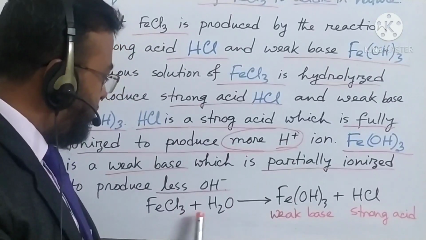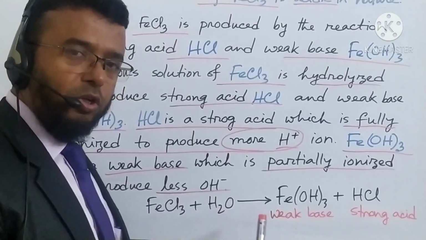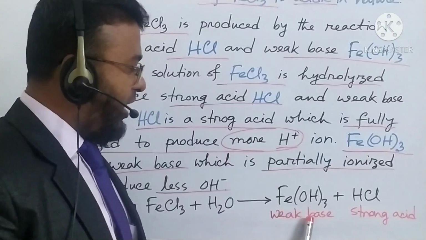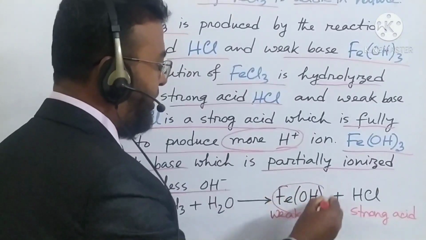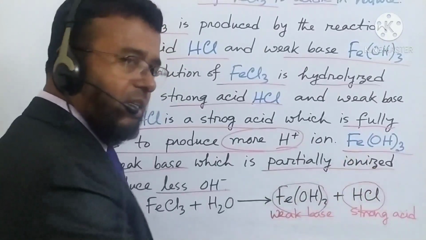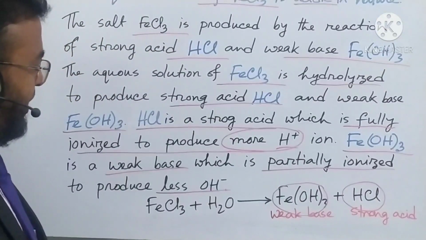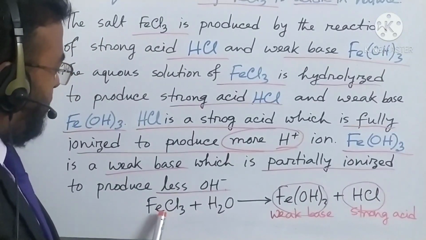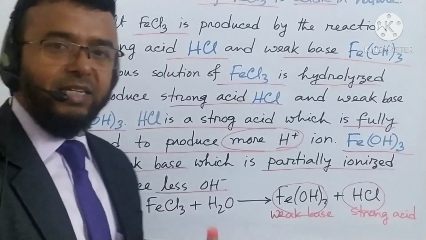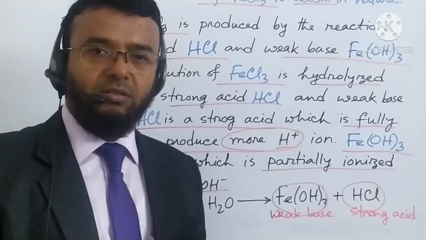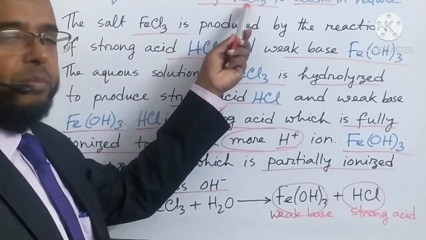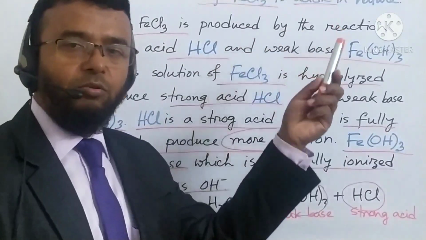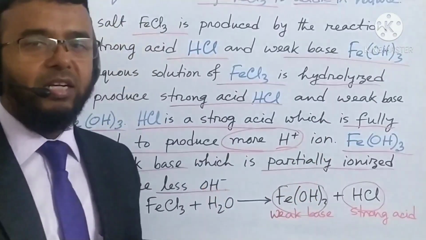It also shows the hydrolysis reaction to produce weak base and strong acid. So this one is weak base and this one is strong acid. So for this reason the aqueous solution of ferric chloride is acidic in nature. Like this, if you understand the lesson, then even if the salt is different, you can explain it also.